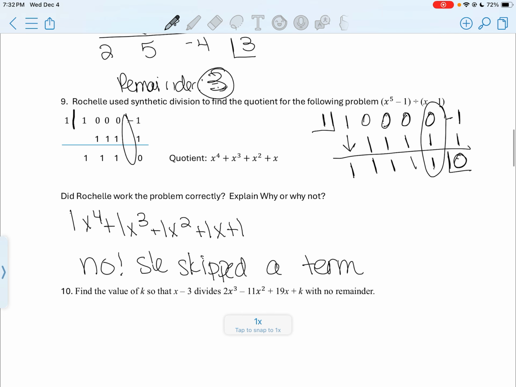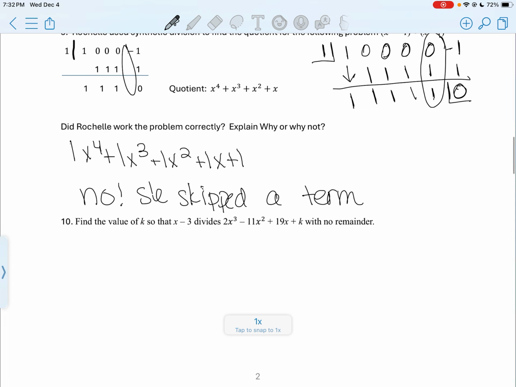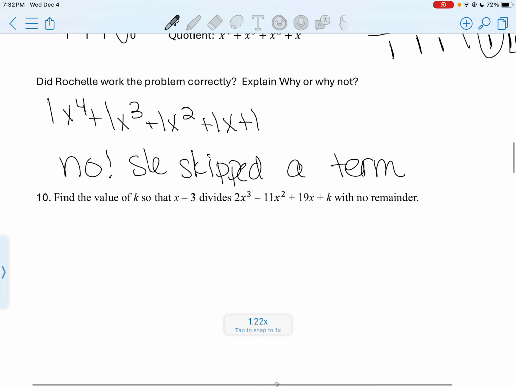So the last one I'm going to do for this part of this video, which I know has been long, but it's good. This is why I made a video, because we wouldn't have enough class time. Find the value of k so that x minus 3 divides 2x cubed minus 11x squared plus 19x plus k with no remainder. Meaning I want a remainder of 0. So I'm going to set this up using synthetic division.